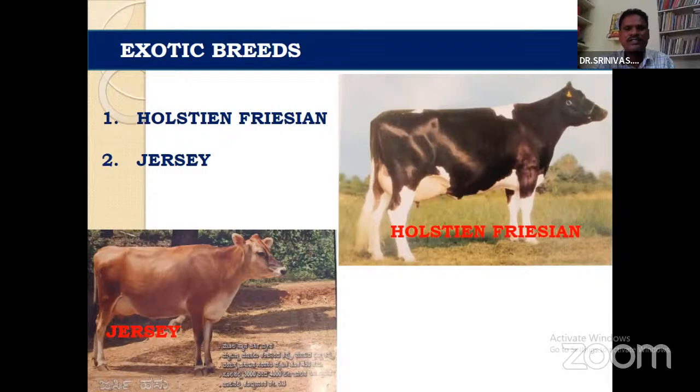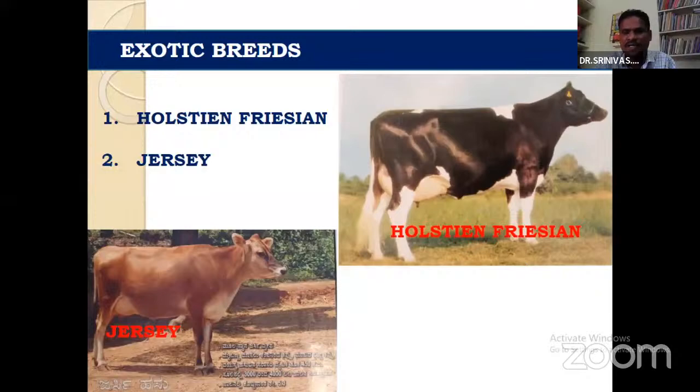And one more, Jersey. It is also a high yielding cow. As you see from the name, it originated from Jersey Island of the United Kingdom. It is also a very good milk yielding breed, which we are using for crossing with our local cows. It can also give up to 20 liters of milk in our Indian conditions, and it is much more suitable to our conditions as compared to the Holstein Friesian.